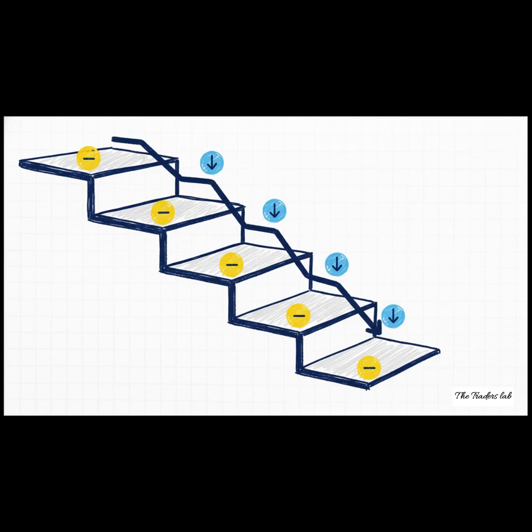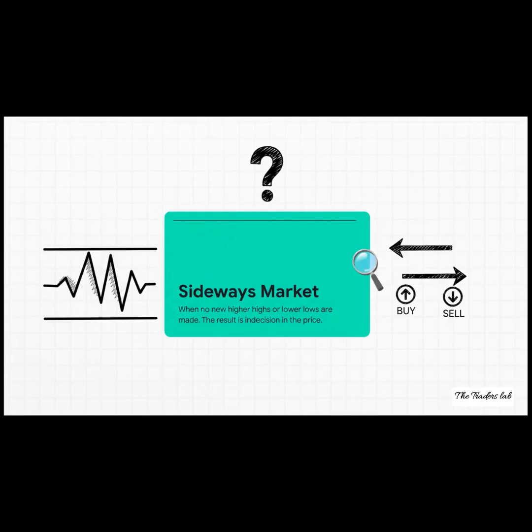So let's go back to our staircase. A downtrend is just like a staircase heading down. Every step down creates a new lower low, and the edge of the step right above it, well, that's your lower high. The third state is the sideways market, which you'll also hear called consolidation or a range. This is what happens when price is just kind of stuck.